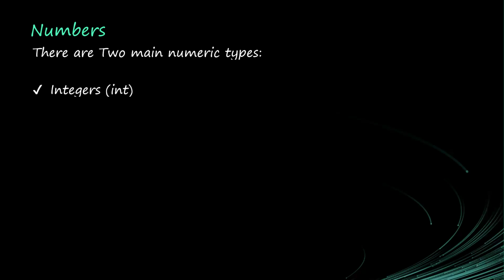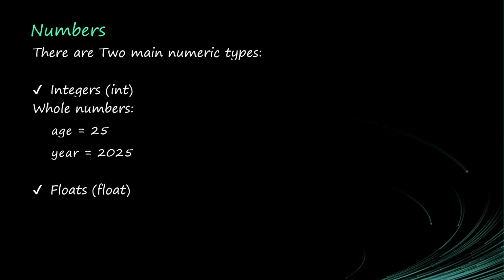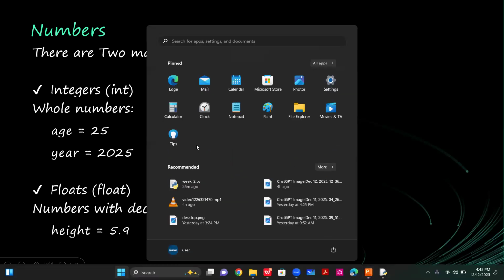So let's talk about numbers. We have two main numeric types. We have the integers, which are whole numbers, something like age is equal to 25, year is equal to 2025. So these are whole numbers. But if you want to work with decimal numbers, we call them floats. Numbers with decimals we call floats. So let me give you some examples here.